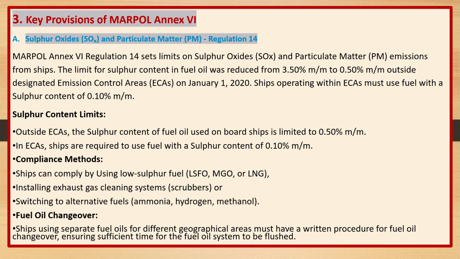Sulfur content limits. Outside ECAs, the sulfur content of fuel oil used on board ships is limited to 0.5% mass by mass. In ECAs, ships are required to use fuel with a sulfur content of 0.1% mass by mass. Compliance methods. Ships can comply by using low-sulfur fuel, LSFO, MGO, or LNG, installing exhaust gas cleaning systems, scrubbers, or switching to alternative fuels, ammonia, hydrogen, methanol.